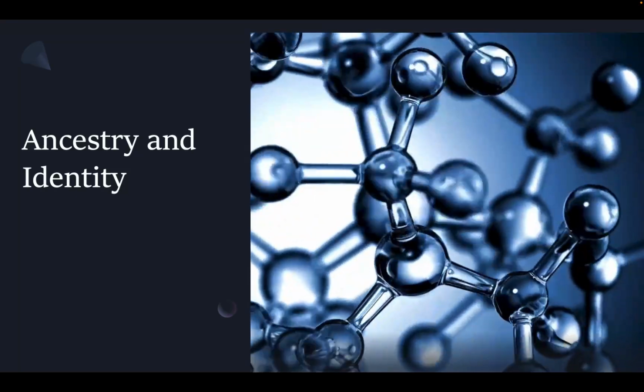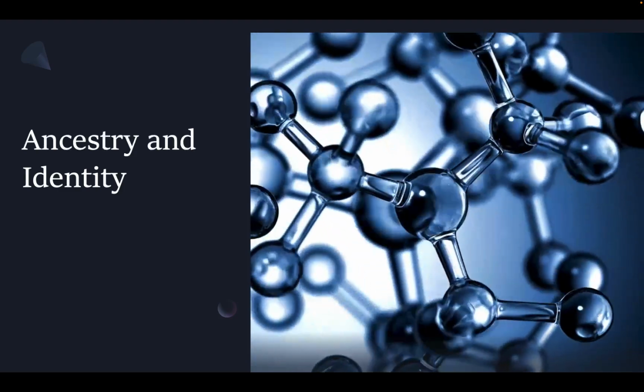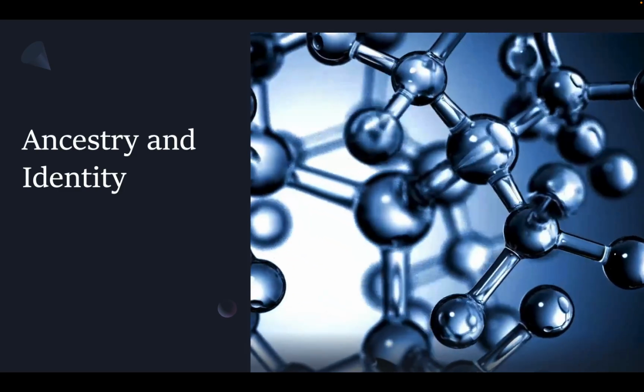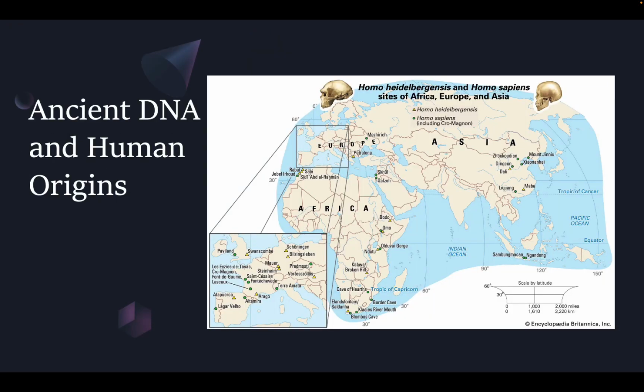In this section, I want to talk about ancestry and identity and how we can use DNA to look at the origin of us as a species. When we talk about analyzing DNA of humans, Homo sapiens, we are the only living species of human, but we are not the only species of human that ever existed. Within our genus, called Homo, there have been numerous other species.